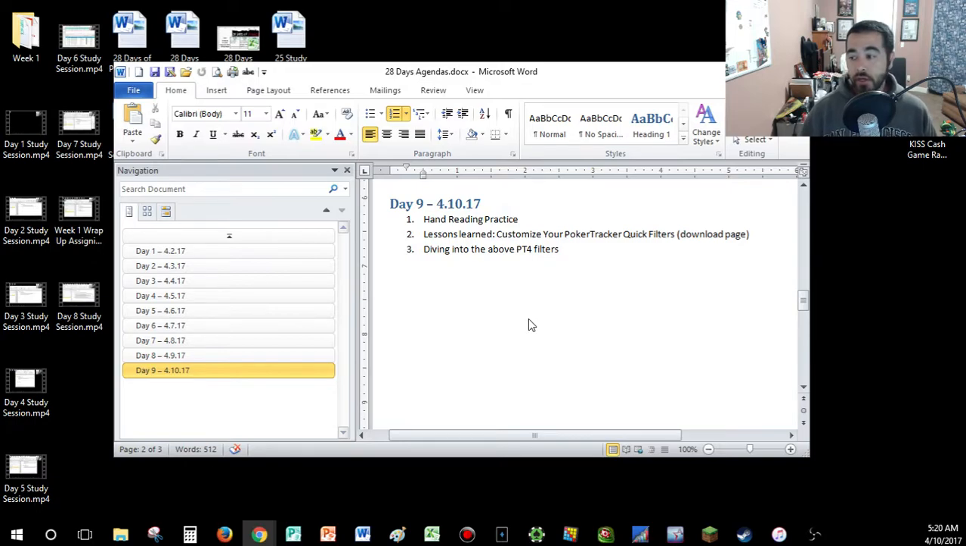The filters are where you're going to dive into your leaks and dissect them and figure out where the leaks are coming from. You could also look at the good things you're doing. You could also analyze your opponents with the different filters. And so this is where we're spending our time.